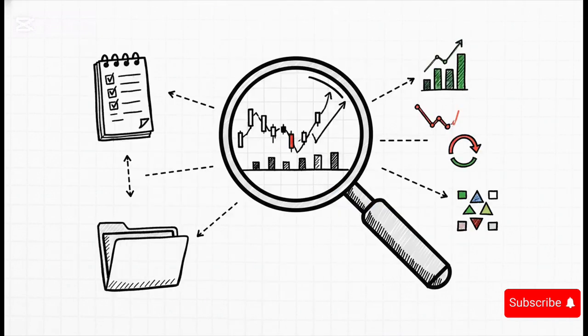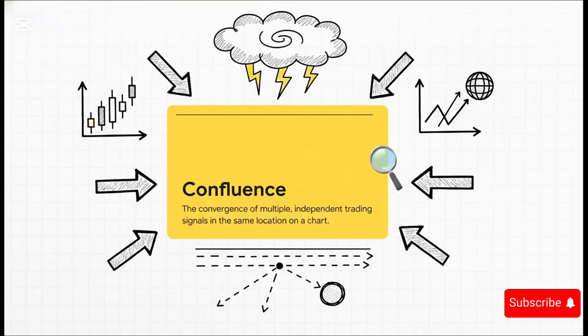But here's the thing. Successful trading isn't about having a crystal ball. It's about building a case. The pros act more like detectives. They're out there gathering evidence, gathering clues to stack the odds so much in their favor that the trade becomes a high probability event, not just some random guess. And the main way they stack those odds is with a concept called confluence.